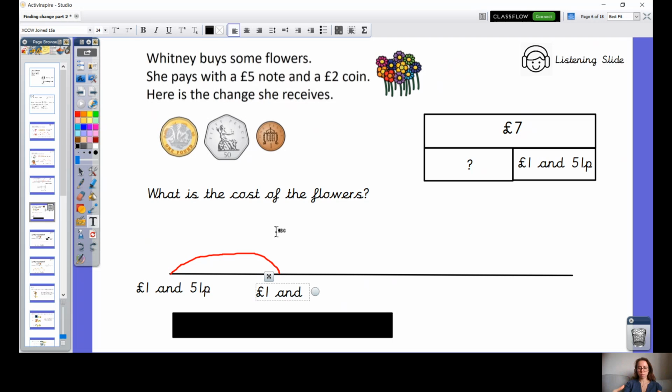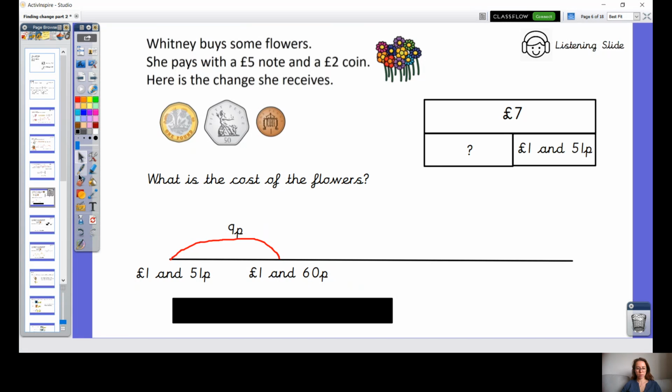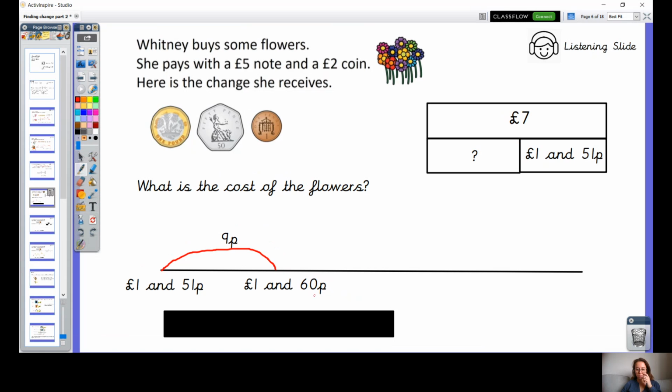£1, and what's the next multiple of 10? 60 pence. Right, how many have I added on there so far? 1 and what is 10? 9p. That's what I've added on so far this time. Right, let's get this number up to £1. That will be helpful.